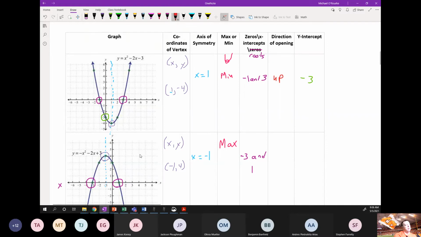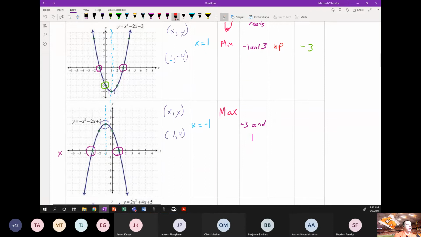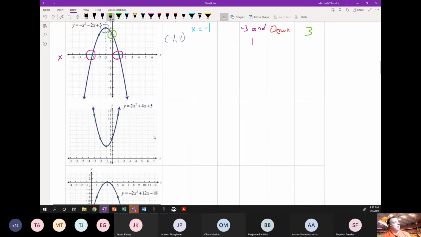The direction of opening is which way is the graph opening, okay? Is it pointing down or is it pointing up? In this case, it's pointing down. Then the last one is y-intercept, so we take a look at where it crosses the y-axis. And it crosses right here at 3. How do we feel now about that, Andreas? Did I go at the right speed for that one? Good.